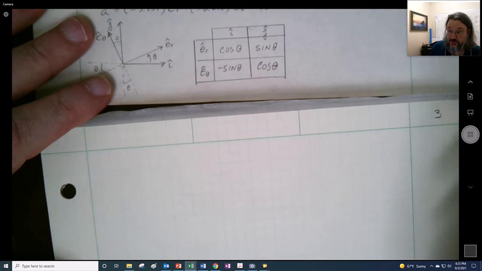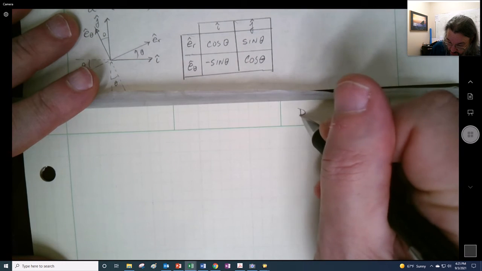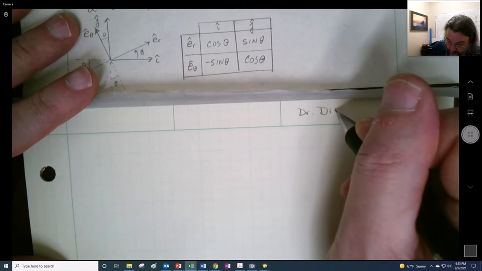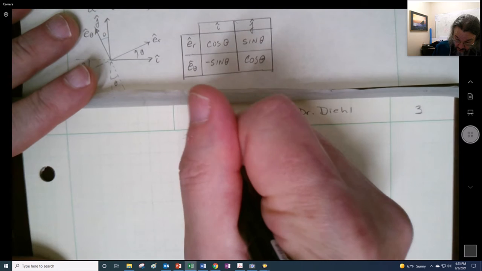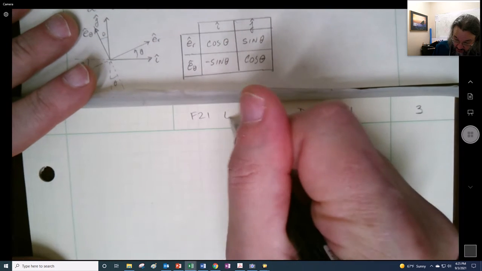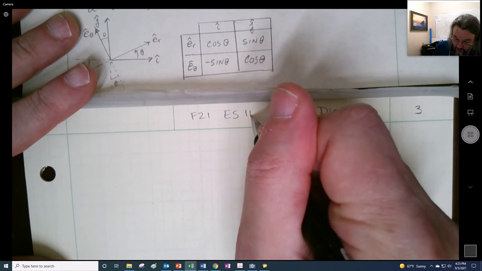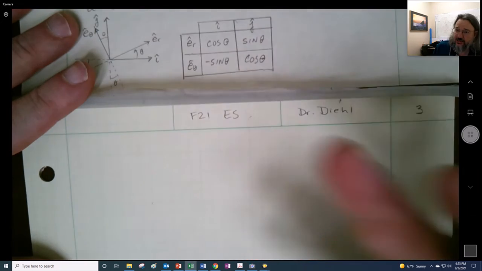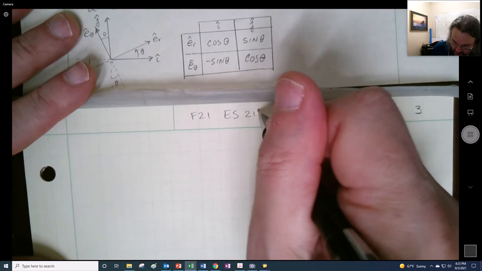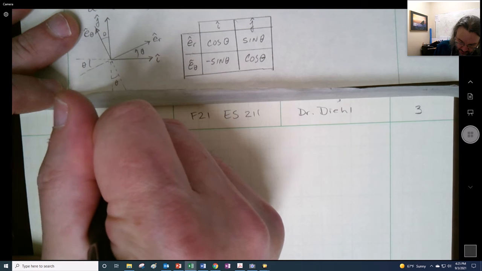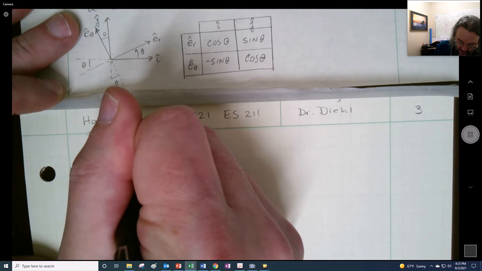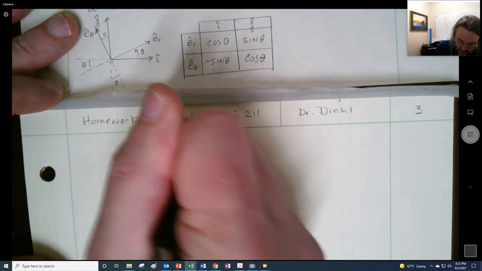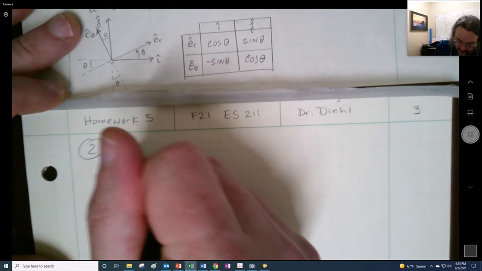This is page 3. I'm Dr. Deal. It's the fall of 21. We're in ES1, 10. We went back to statics there for a second. We went to 11. And this is homework 5 already, and this is problem 2, continued.